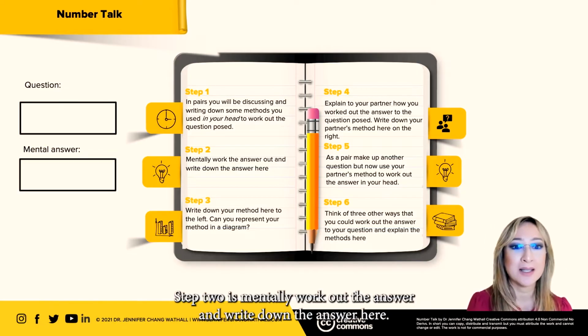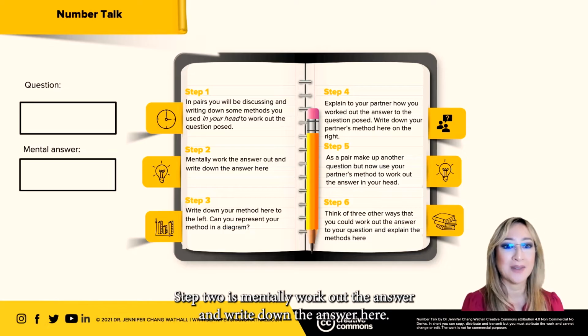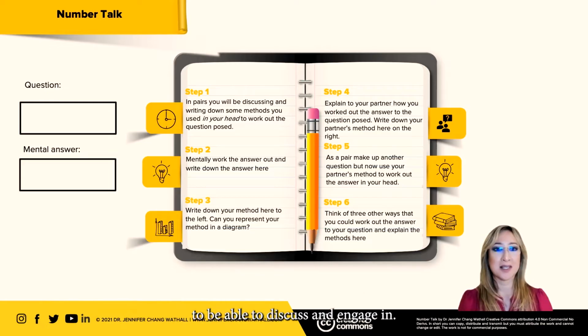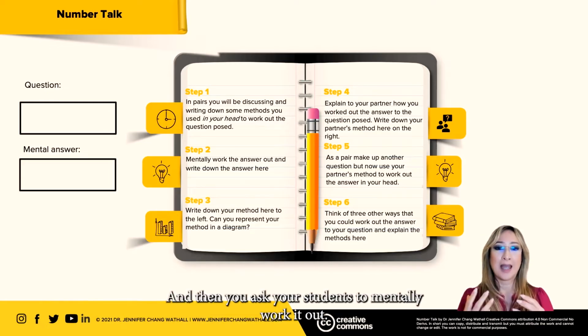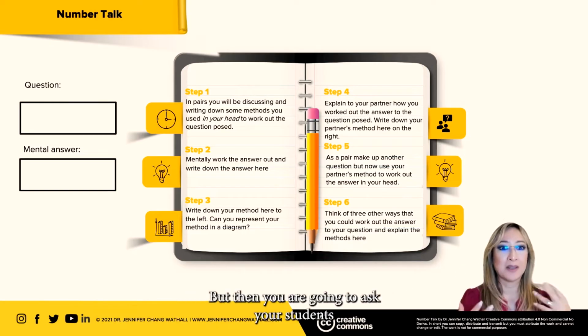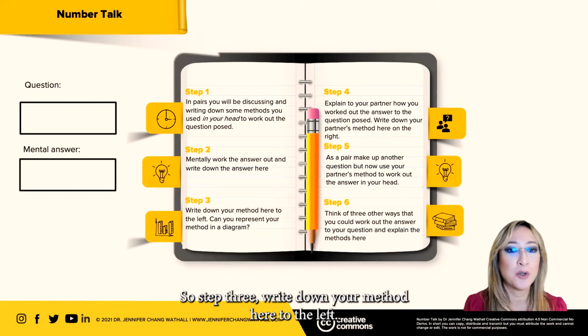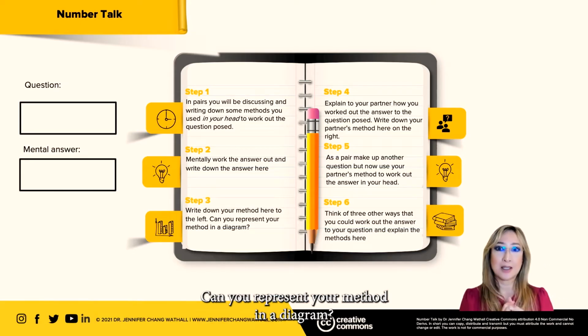Step two is mentally work out the answer and write down the answer here. So you choose a question that you want students to be able to discuss and engage in. And then you ask your students to mentally work it out, but then you are going to ask your students to start discussing their different strategies in pairs. So step three, write down your method here to the left. Can you represent your method in a diagram?